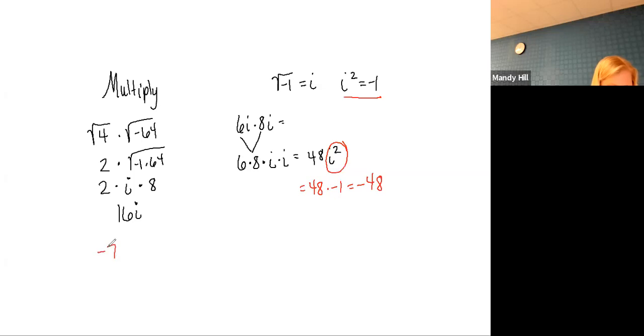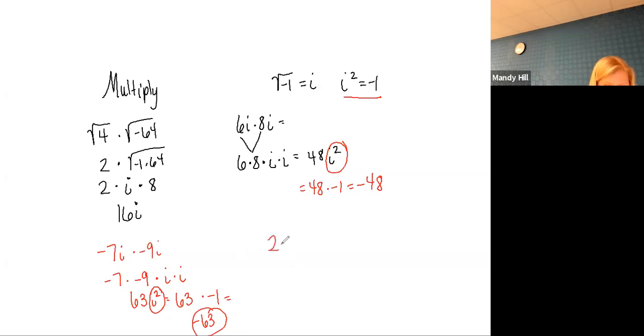Okay, what happens if I have -7i times -9i? We're still going to multiply the numbers, -7 times -9, and then we're going to multiply the i times the i. Well, -7 times -9 is 63. And then we have i times i, which is i squared. So we've got 63. Since this is i squared, we know that i squared is -1. So our final answer would be -63 for that one.